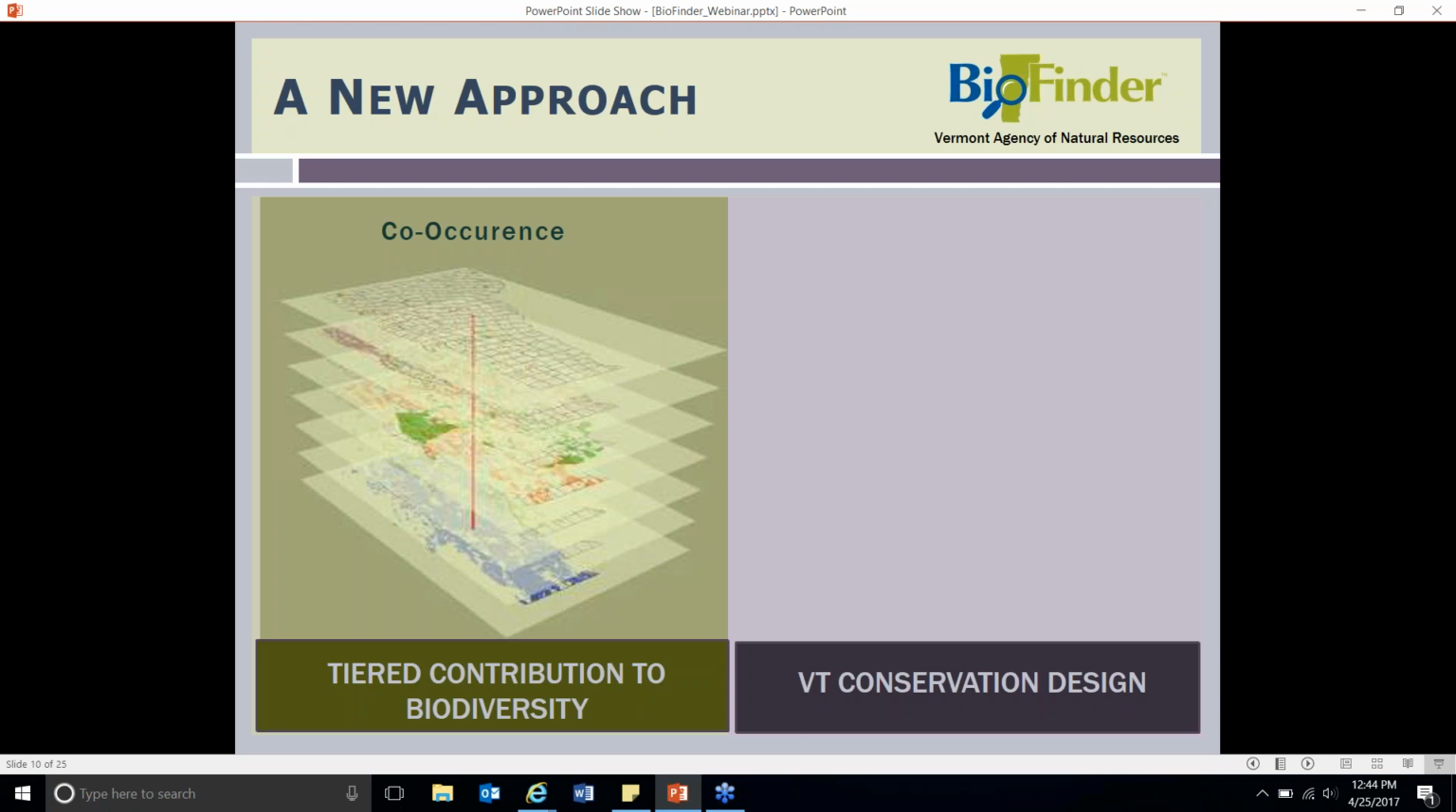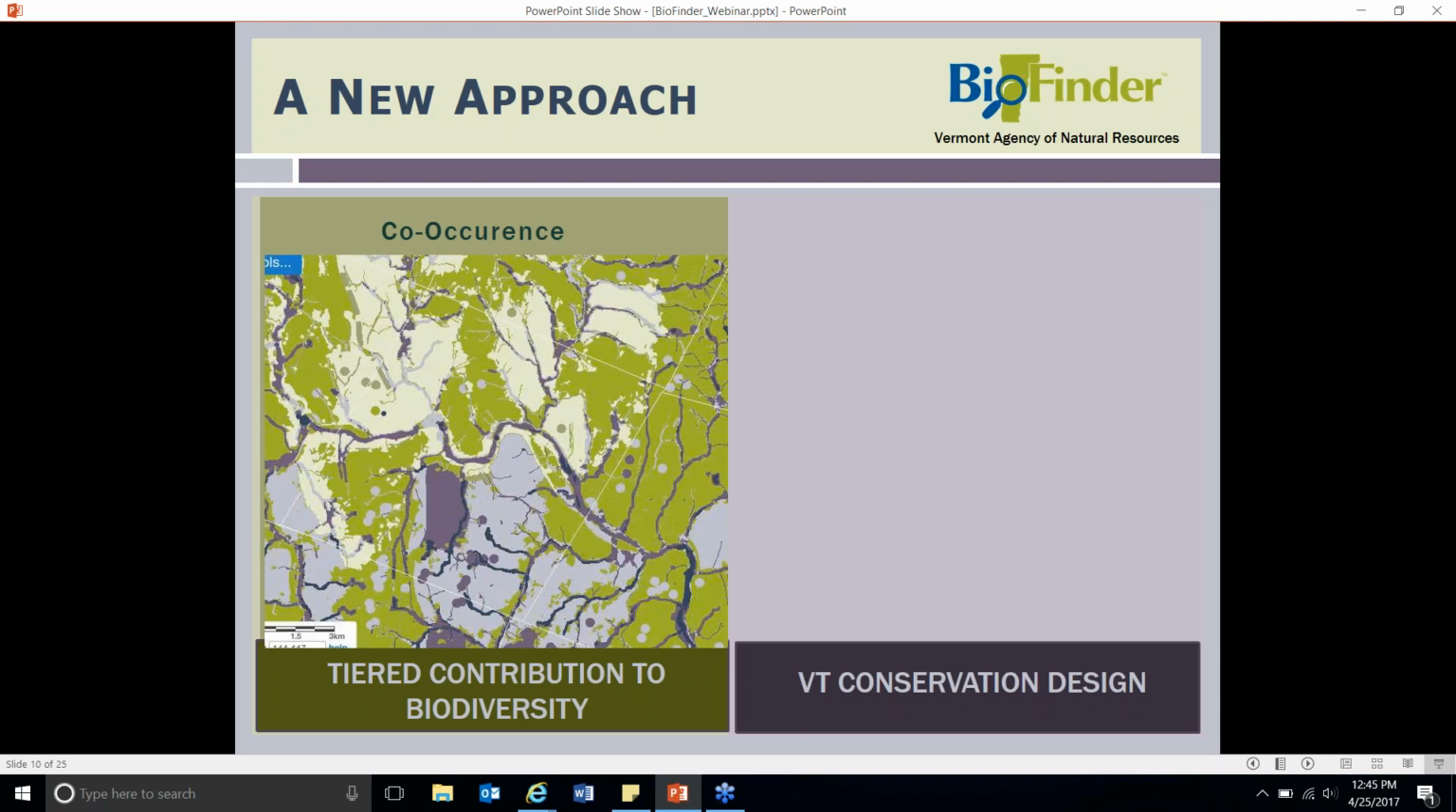In the past, BioFinder, and often in conservation in general, we would look for what we would call a co-occurrence. This is where we would put data sets, different information layers like wetlands and large blocks of forest and rare species all on top of each other, and we would look for places where they overlap. And where the most overlap occurred, we would map it like this, where the areas of the highest amount of overlap are in the darker purple and blue, and the places with the least amount of overlap are in the green and yellow.